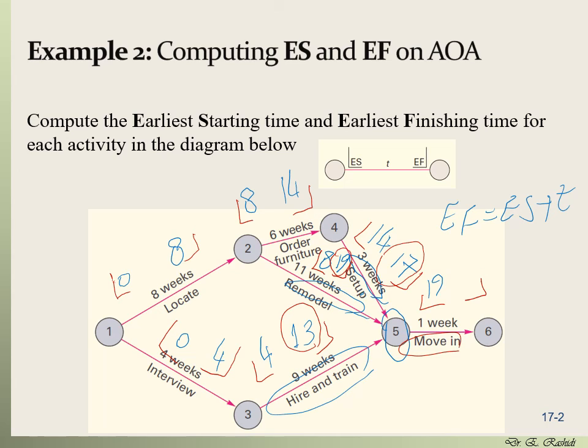What is the earliest finish? So earliest finish is earliest start, which is 19, plus t here. That's 1 week. So that's 19 plus 1, which is 20. So I'll put 20 here.